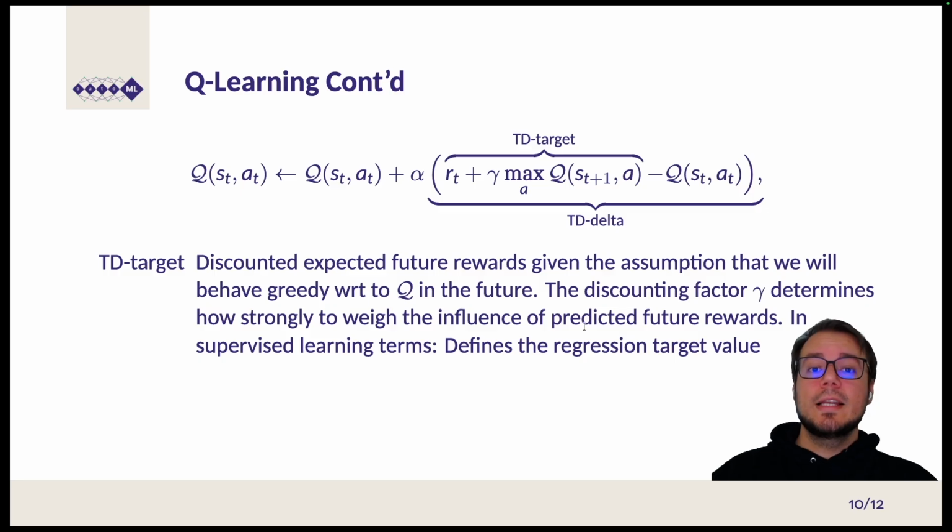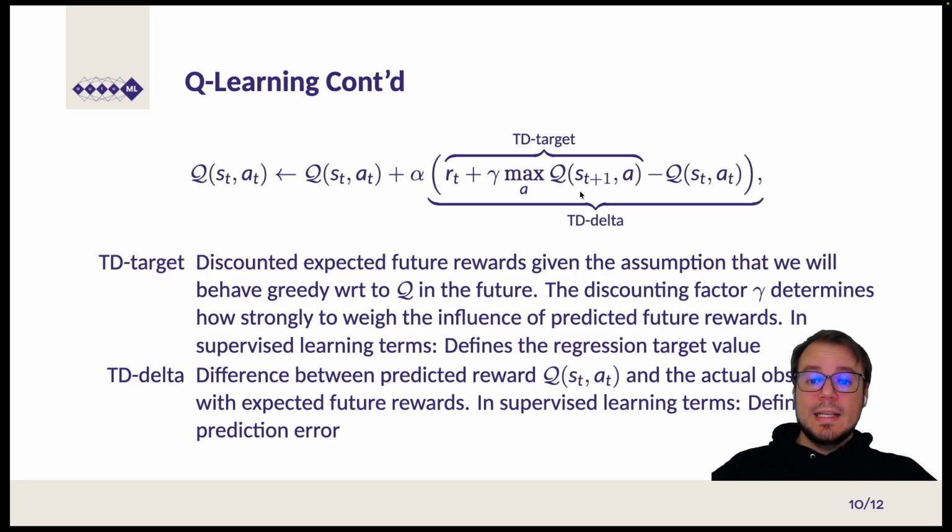So let's first look at the so-called temporal difference target. This temporal difference target is the sum of the immediately observed reward and the expected future rewards that we get by behaving greedy with respect to the current Q estimate. Right? So we know we end up in the next state, and now we want to behave maximally greedy with respect to this. And this gamma here, this discounting factor, weighs how much we expect that future rewards should matter for this overall estimation of this temporal difference target.